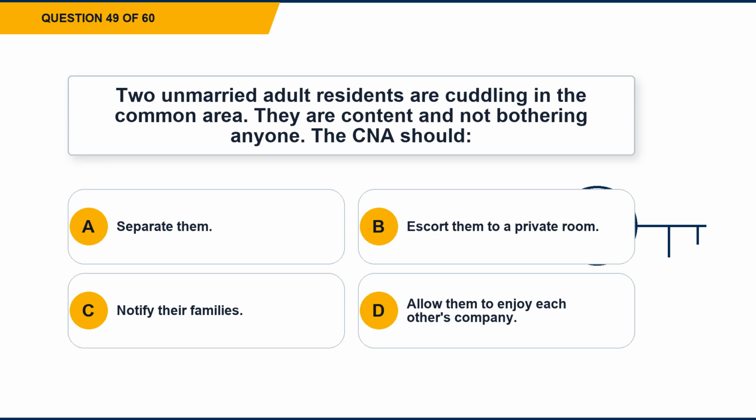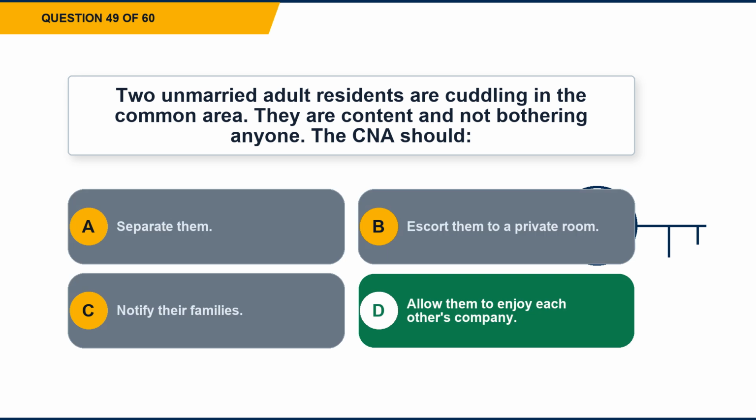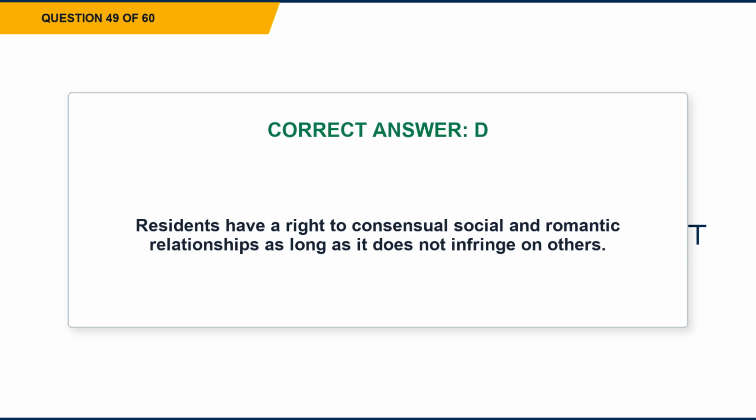Question 49. Two unmarried adult residents are cuddling in the common area. They are content and not bothering anyone. The CNA should: Option A, separate them. Option B, escort them to a private room. Option C, notify their families. Option D, allow them to enjoy each other's company. The correct answer is option D, allow them to enjoy each other's company. Explanation: residents have a right to consensual social and romantic relationships as long as it does not infringe on others.